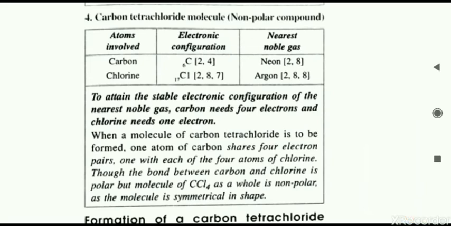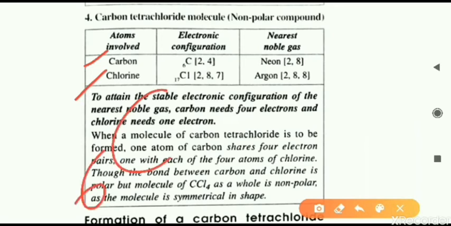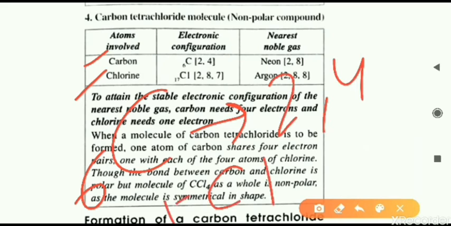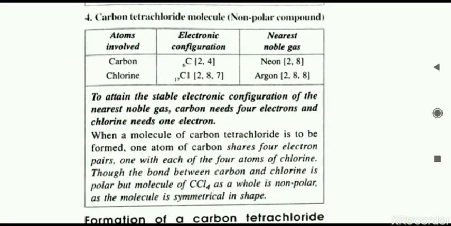Let us see the electronic configuration of both the participating atoms. First, carbon: its atomic number is 6. So if we do the electronic configuration, it will be 2, 4. Chlorine: the atomic number is 17, so the configuration will be 2, 8, 7. Now in the case of carbon, you can see in the table in the book, for atomic number 6, the nearest noble gas is atomic number 10. So its nearest noble gas is neon.